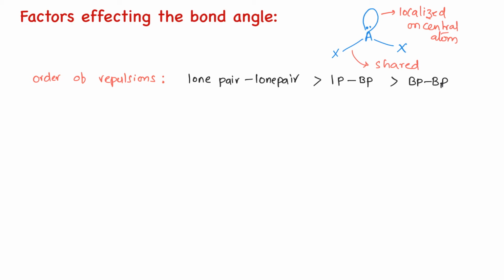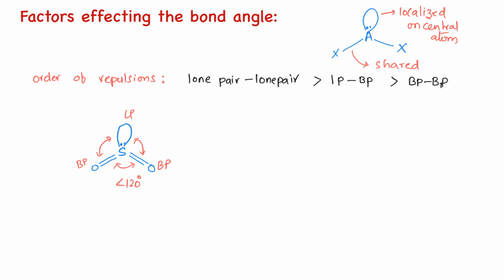These uneven repulsions affect the molecular geometry and result in deviations from the ideal bond angles. For example, in sulfur dioxide molecule, the repulsion between the lone pair and bond pair are greater than the repulsion between a bond pair and another bond pair. Therefore, the bond angle of oxygen, sulfur and oxygen is less than the ideal bond angle of 120 degrees.